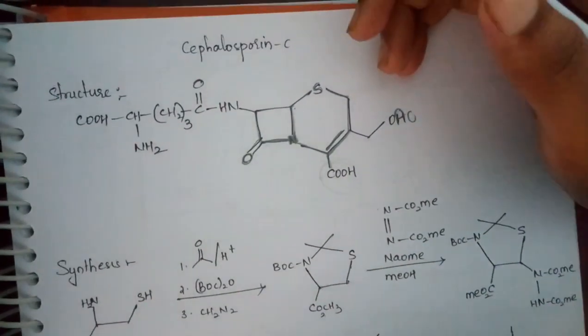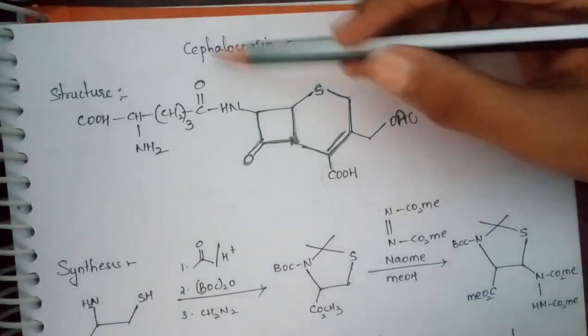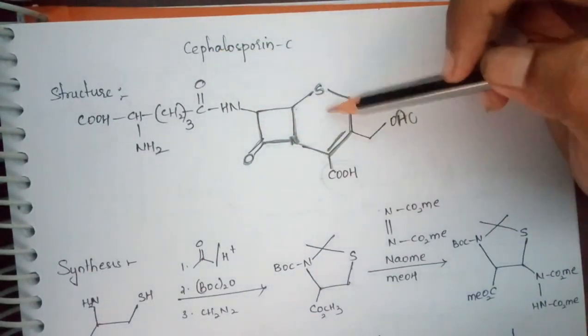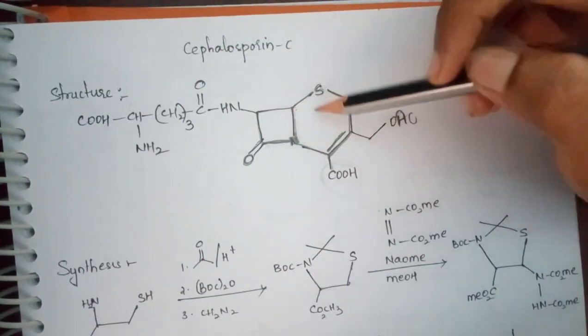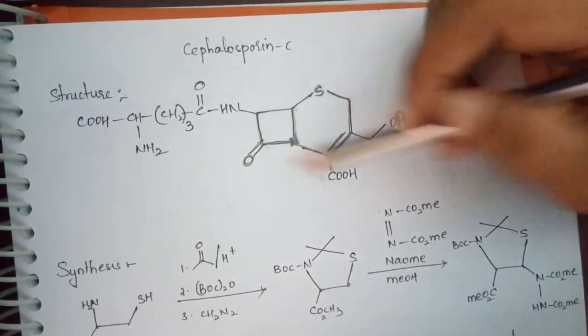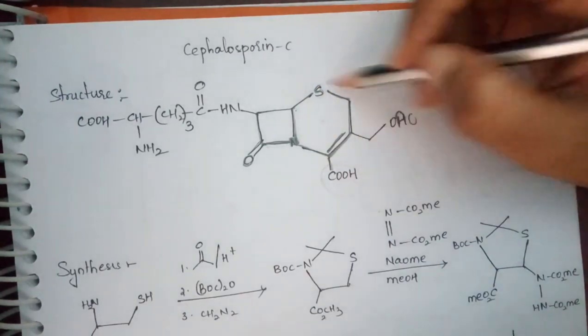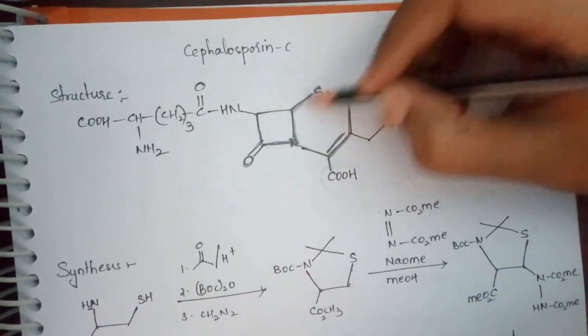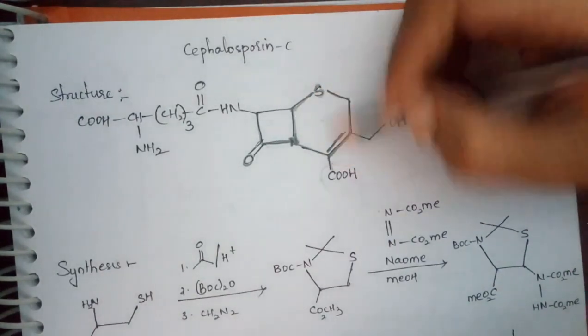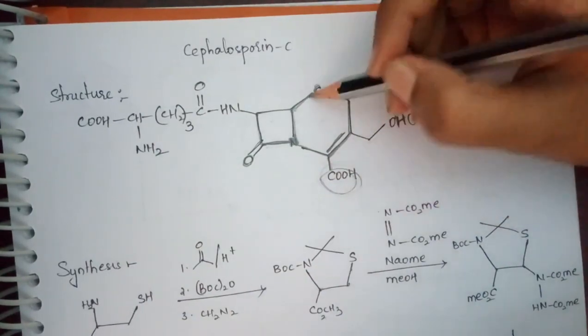Next, we see the structure and synthesis of cephalosporin C. In this structure, you have a 4-member and a 6-member ring adjacent to each other. Between the two rings, you have a nitrogen. After keeping the two rings, next to the small ring you keep a sulfur. Opposite to sulfur, you have a COOH group.